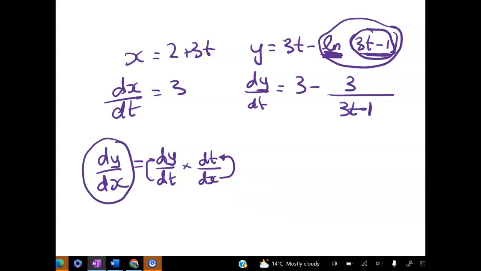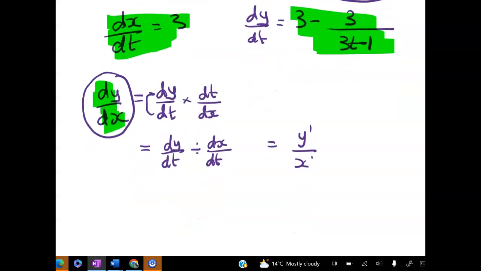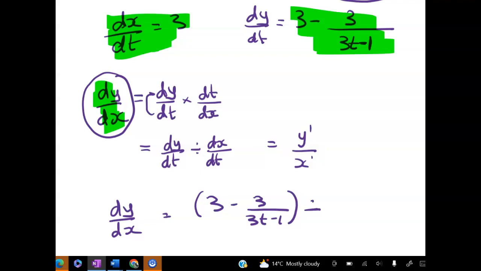But once you start doing parametric, you will very quickly learn that this chain rule setup means that I can now write dy by dx as dy by dt divided by dx by dt. So sometimes you'll see people write it as y dash over x dash. What we're going to do now is we're going to use this derivative and link them up to get this. So dy by dx is equal to dy by dt, 3 minus 3 over 3t minus 1, divided by x dash, which is simply 3.